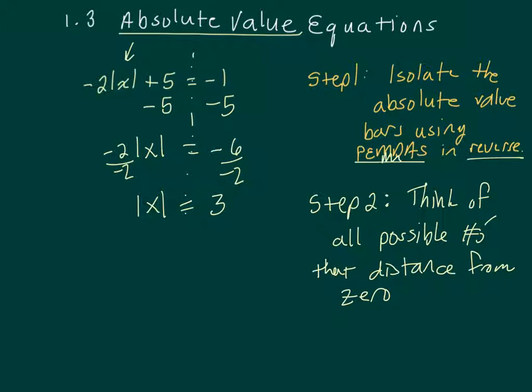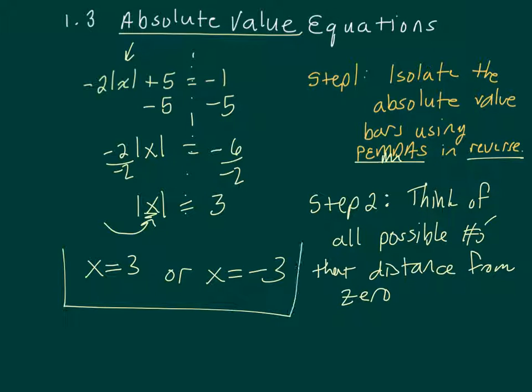We're going to have step 2, which is once we know that the absolute value of x equals 3, we're trying to think of all the numbers that have a distance of 3 from 0. So basically it means that we're going to take whatever is inside of here, and we know that that number is either 3 or it's negative 3.